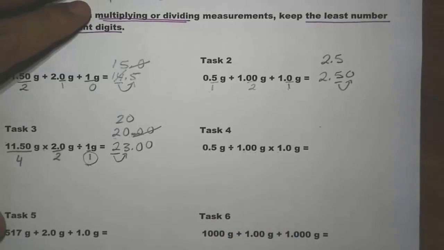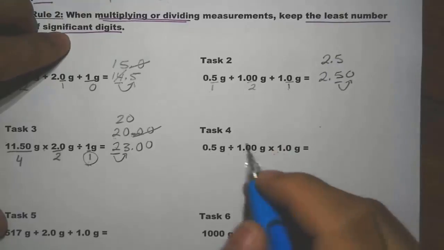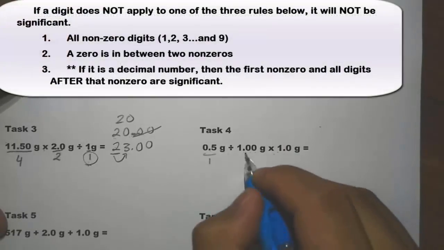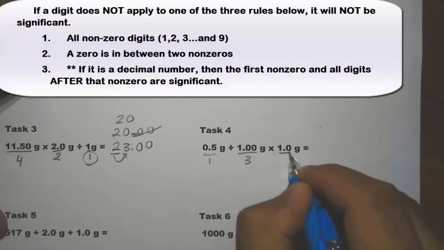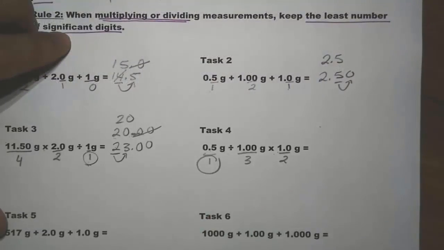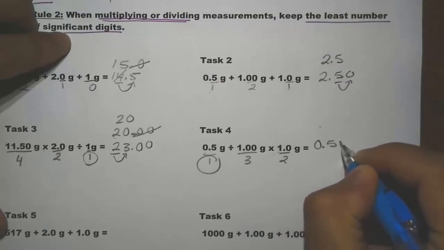So again, we are dividing or multiplying, so we're looking for the least number of significant digits. In this case, we have just 1 sig fig. Then here we have 3 sig fig. And here we have 2 sig fig. So our least number of sig fig is 1. And I plug it into the calculator, I get this number right here.